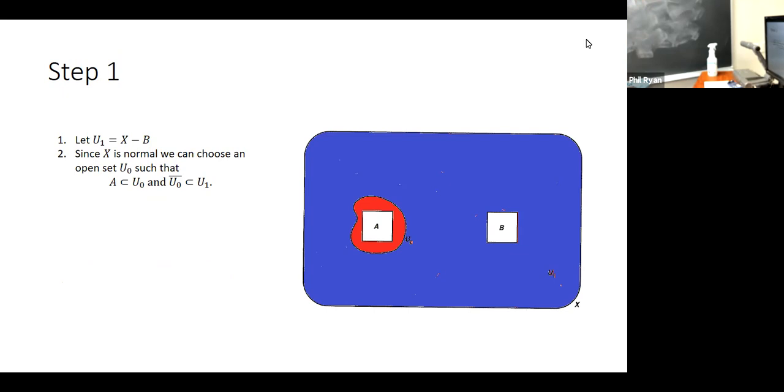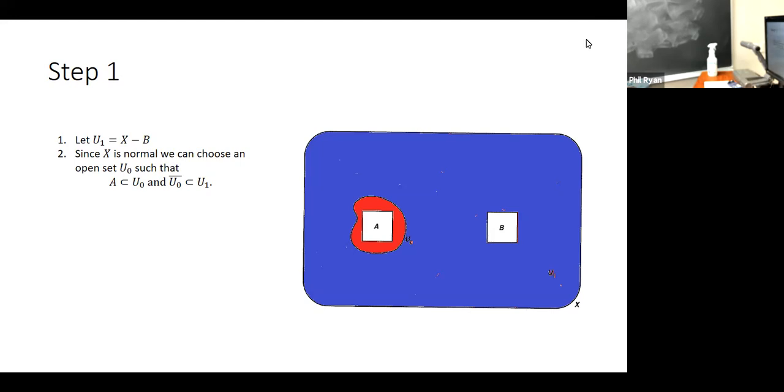So we've got A and B as our closed sets in our space X. Since B is closed, we're going to let U1 be everything in X which is not B. Now, since X is normal, we can separate A and B by open sets. The set that we use to separate A from B, we're going to let be U0.